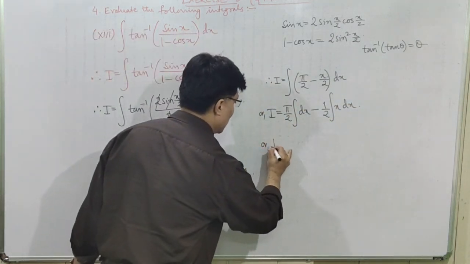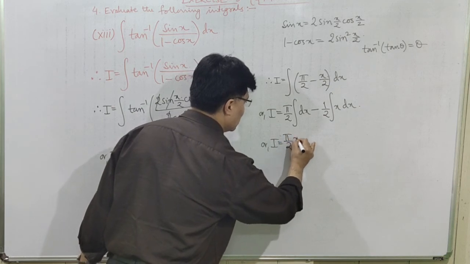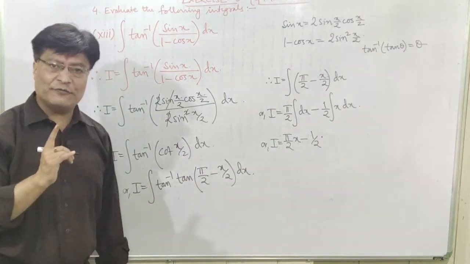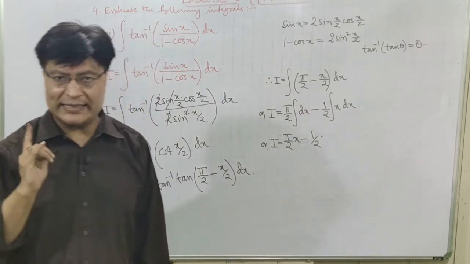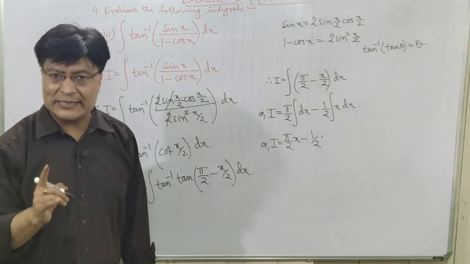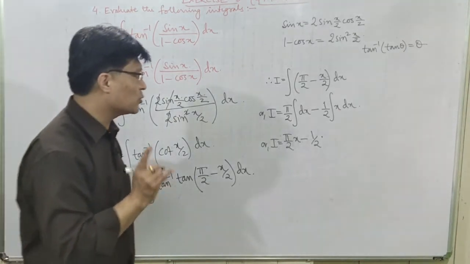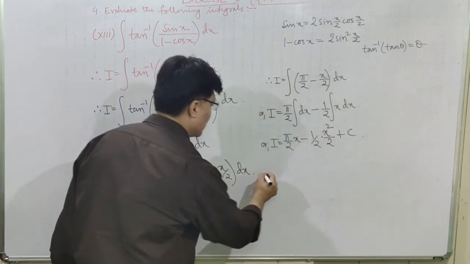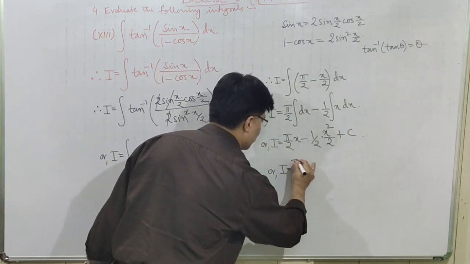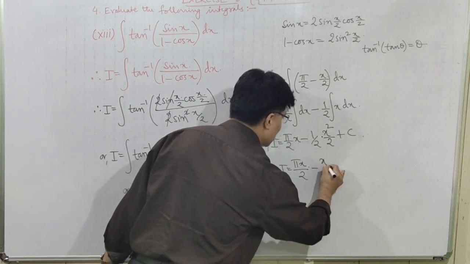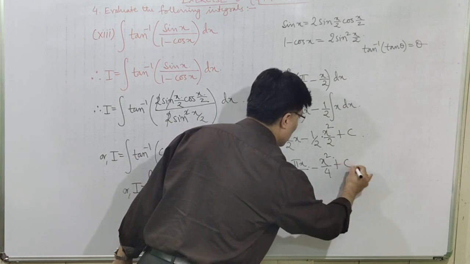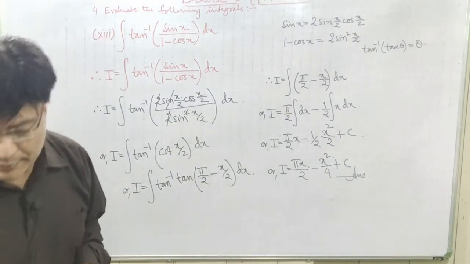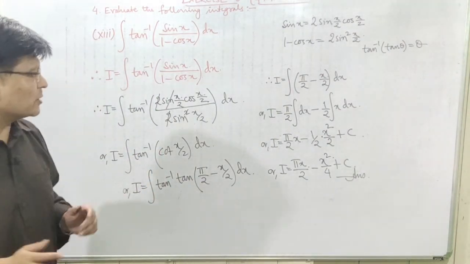So I is equal to pi by 2 into x minus half into, what is the integration of x? You can use the formula for the integration of x to the power n dx. What is the integration of x to the power n dx? It is x to the power n plus 1 divided by n plus 1. You know that, isn't it? So it is x squared divided by 2 plus c. Or I is equal to pi x upon 2 minus x square upon 4 plus c. So this is the final answer. I think you have understood it. You can copy it. So this much is for today.